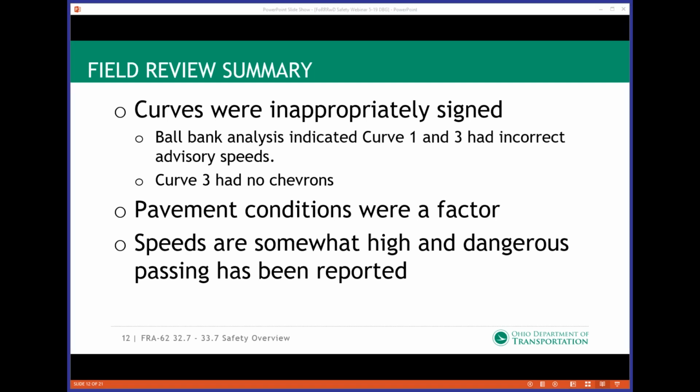So the field review summary: the curves were inappropriately signed. With the ball bank indications, we came out with Curve 1 should have been a 45 mile an hour advisory speed. Curve 2 was correct at 35. Curve 3 was ball banked out to 50 miles an hour. There were also no chevrons for curve 3, which for the current advisory, which is 10 miles an hour less, is just optional, but they weren't there. Most of the curves had possible contributing factors of insufficient friction, and the speeds were somewhat high, and illegal or unsafe passing was a contributor on some of the tangent sections.